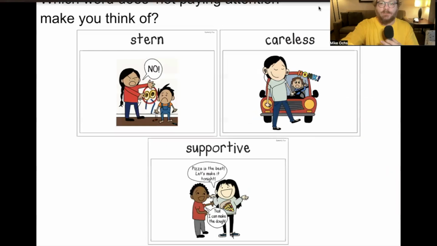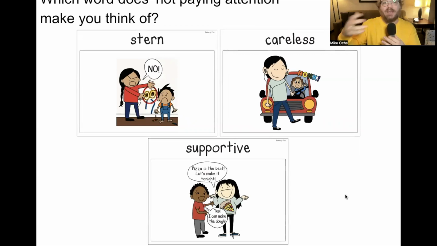So in this example, you can see on the screen, it'll say, which word does not paying attention make you think of? Which would be a synonym for careless. And then you'd invite kids to turn and talk and say, careless makes me think of not paying attention, because when you're careless, you're not paying attention to things and mistakes might happen, right?